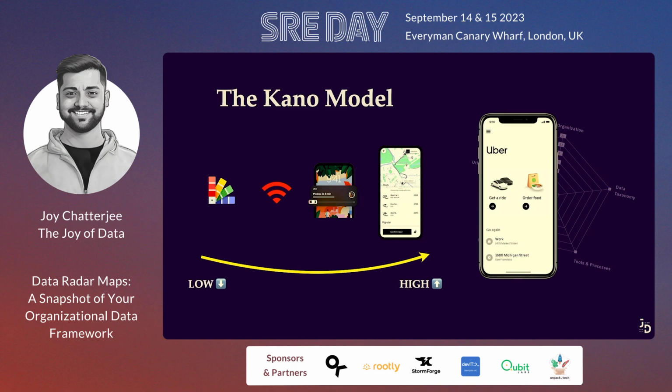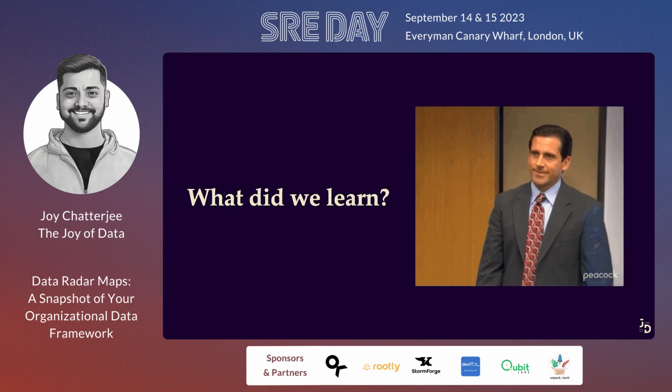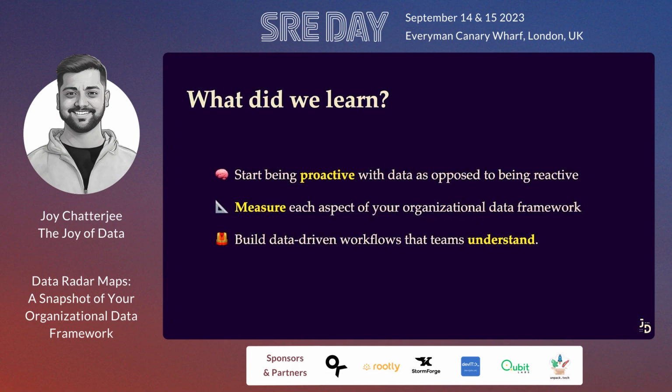I think that's pretty much it. Let's see, what do we have? Okay, let's do a quick summary. I think we learned a bit more than that. What we learned is, number one, start being proactive. So we always have this.